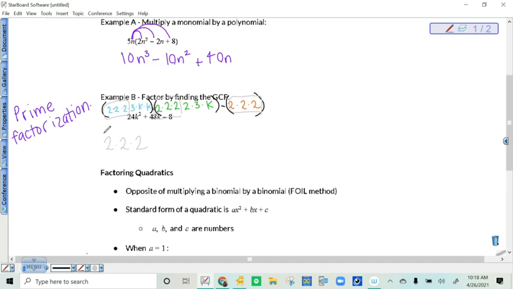So the 2 times 2 times 2 leaves the rest of the polynomial behind and goes out in front. So we've got 2 times 2 times 2. And what does that simplify to? 8, just 8. That equals 8. So this is the GCF.